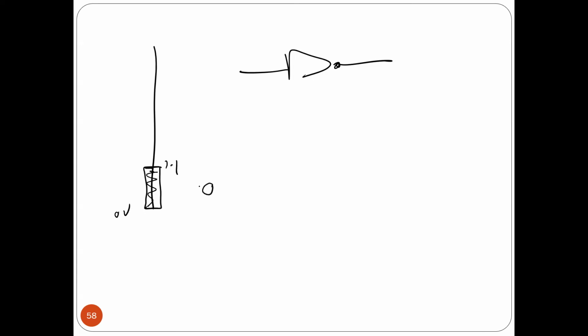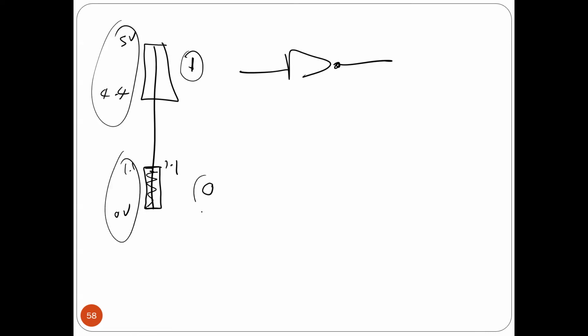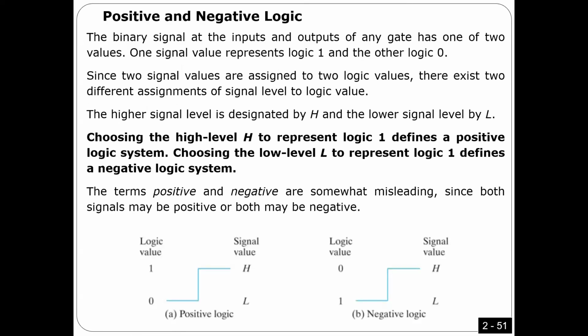So what I told you guys here, if you have a gate, in the input, for example, from 0 volt until 1.1, anything in this range, I'm going to take as logic zero. And anything in this range, from 5 volt to 4.4 volt, is logic one. Is that what I told you? So usually, I take the high voltage for one, and the small voltage I take for zero. Most of the gates use it this way, and we call it positive logic. So in the case of positive logic, the small voltage I use for logic zero, the high voltage I use for logic one.